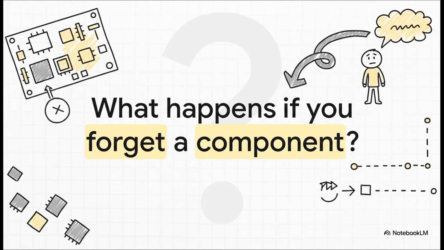Oh man, we've all been there. You're hours into your layout, you're in the zone, everything is placed just so, and then you get that sinking feeling in your stomach. You forgot a component. So what do you do? Do you have to tear it all up and start over?